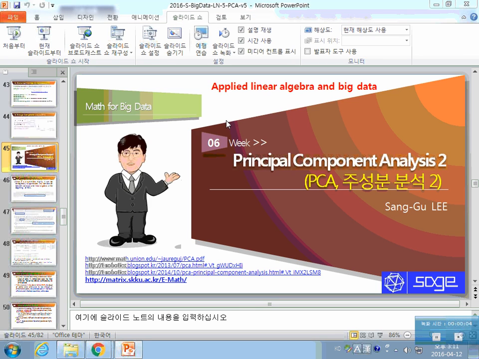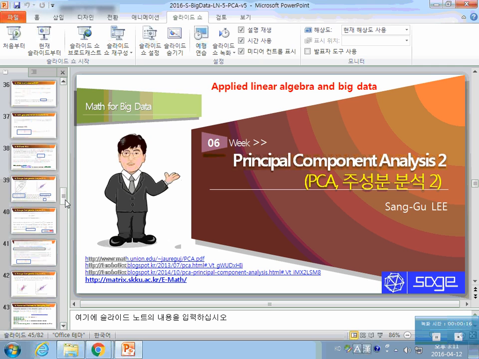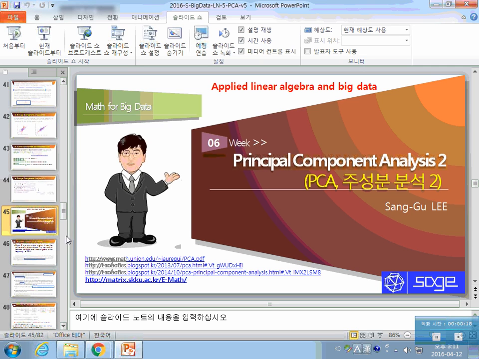Okay, we have covered the first part of principal component analysis, the first 44 slides, which show how to find the principal axis and the scores by using the iterative method, QR factorization, and singular value decompositions.